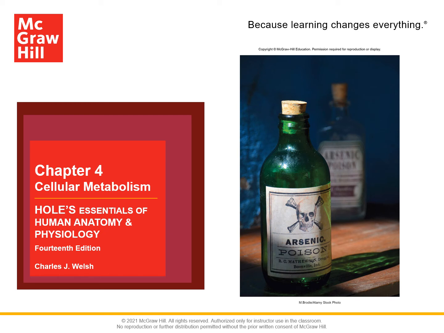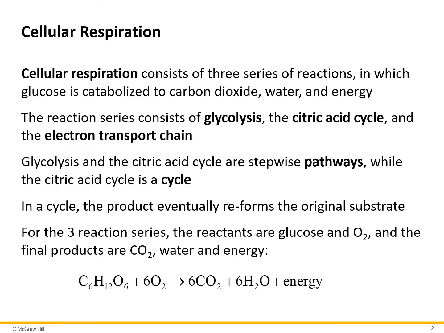So in this video, and I did make a cover slide for it, this is the video on cellular metabolism. And this is how our body breaks down glucose to make energy. So cellular respiration consists of three series of reactions, three steps, and they're going to come in two phases. We'll look at that in a minute. But the three steps in which glucose is catabolized or broken down into carbon dioxide, water, and energy.